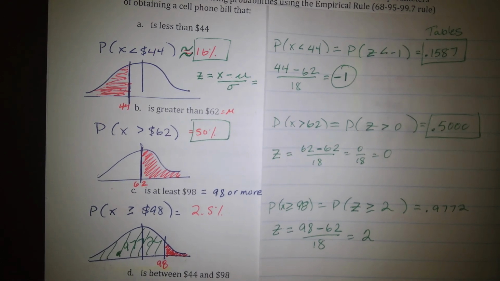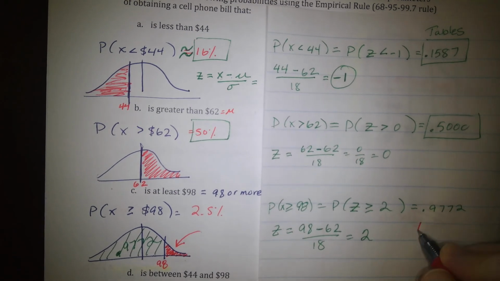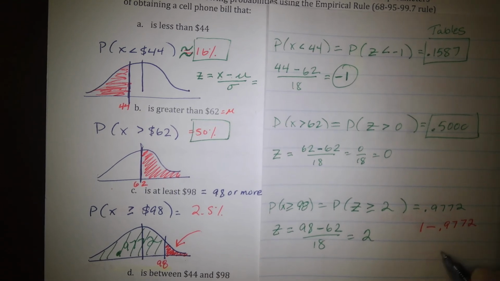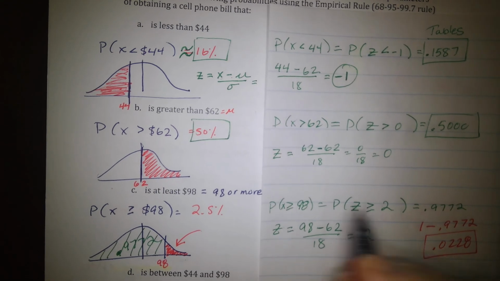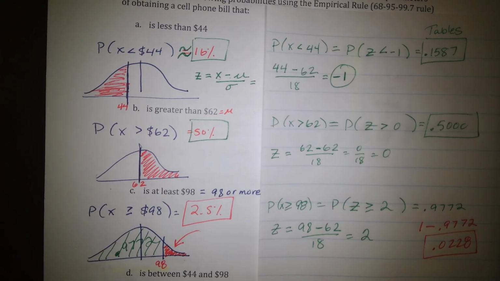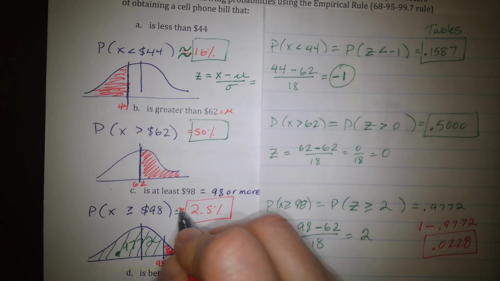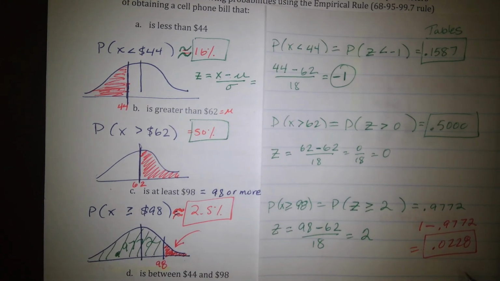So to find the probability on the right-hand side, I have to do 1 minus 0.9772, which is going to give me 0.0228, which does match what I found over here. So this is like 2.3%, and over here was 2.5%. Of course, this is an approximation. This would be a more exact answer.